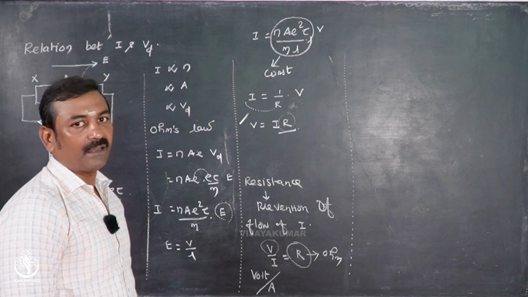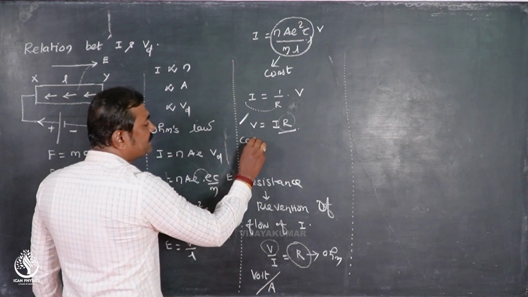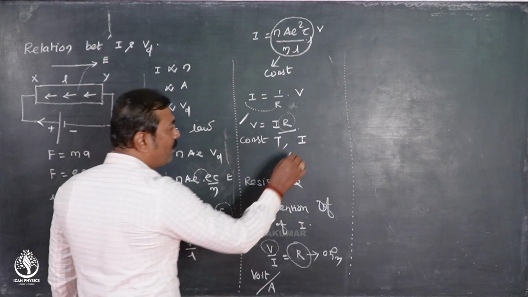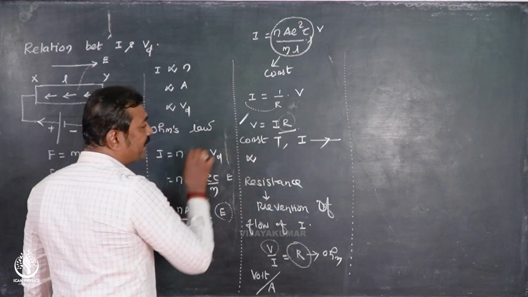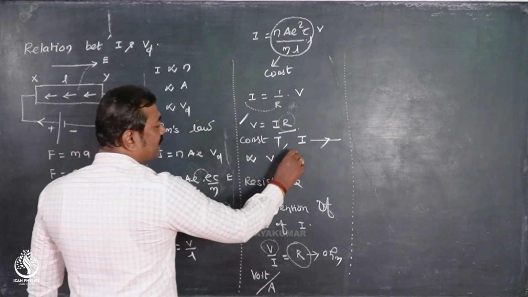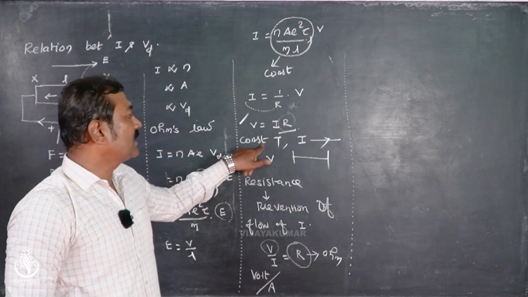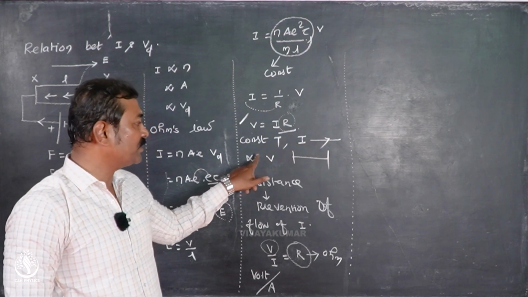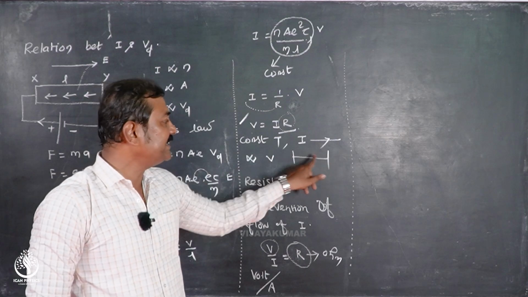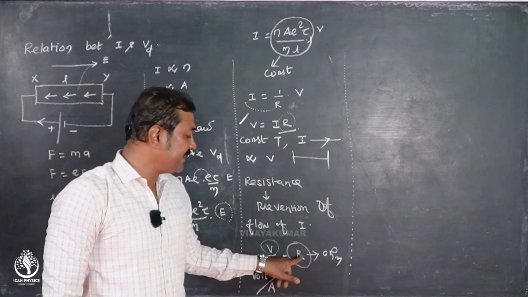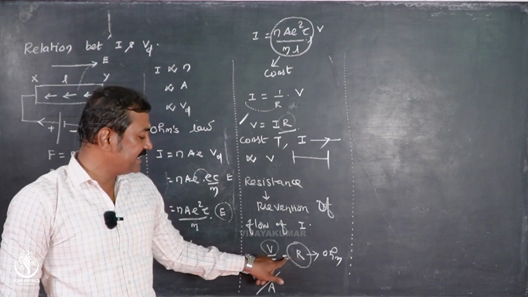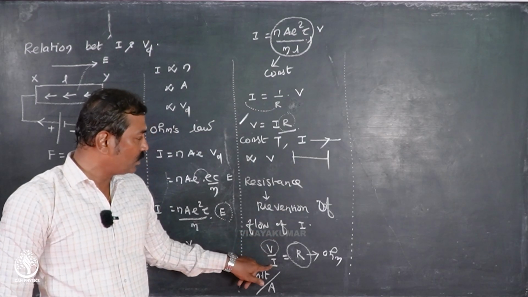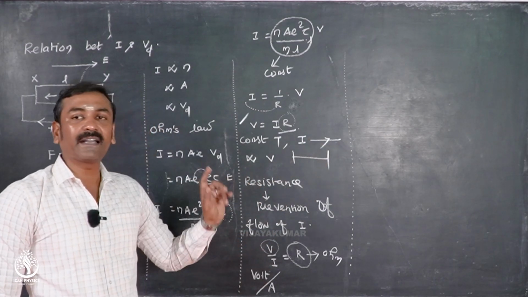That is Ohm's law. So what is Ohm's law? At constant temperature, the steady current flowing through the conductor is directly proportional to the potential difference across its ends. In the same manner, we can define resistance. Resistance is defined as the ratio of potential difference across its ends to the steady current flowing through the conductor.